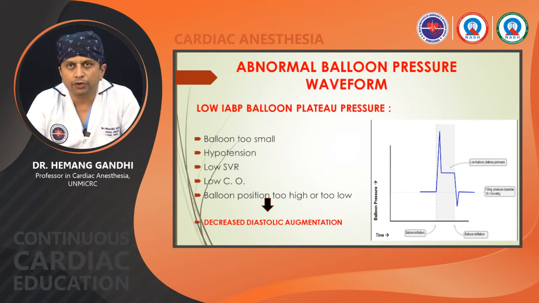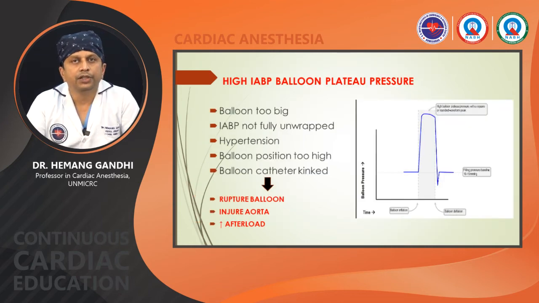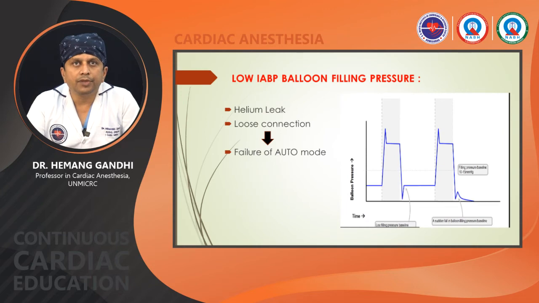So our goal of diastolic augmentation will not be achieved if these problems are there. The plateau pressure may also go higher than normal. This is due to the balloon being too big, or the IABP not being fully unwrapped from its normal position, hypertension, balloon position being too high, or the balloon catheter being kinked. This leads to rupture of the balloon or injury to the aorta, or it may also increase the afterload of the heart. If the balloon has a low filling pressure due to a helium leak or loose connection, then there is a failure of auto mode.